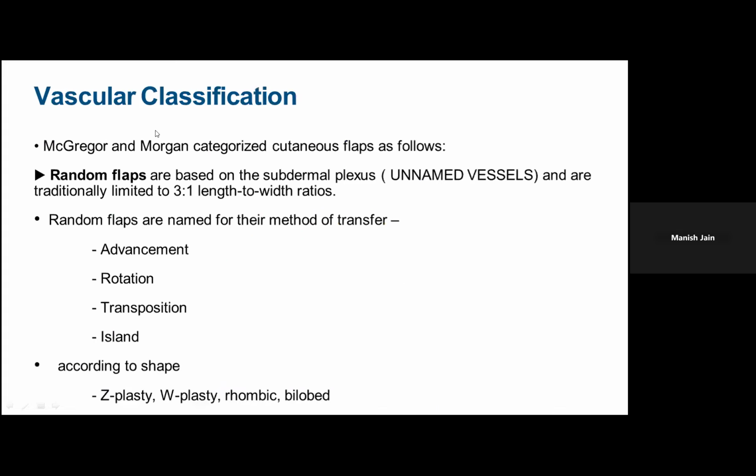So this is a vascular classification. The random pattern flap is based on the subdermal plexus, and the safe length to width ratio is 1:1, but on the face we can harvest up to a 5:1 ratio, because of the very good blood supply over the face. This can be classified by method of transfer, like advancement, rotation, transposition, island flap, and according to shape, like Z-plasty, which is commonly used in scar revision, rhomboid flap, and the Limberg flap.